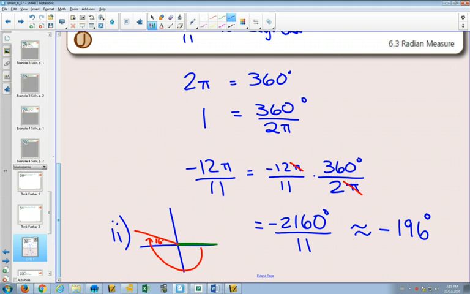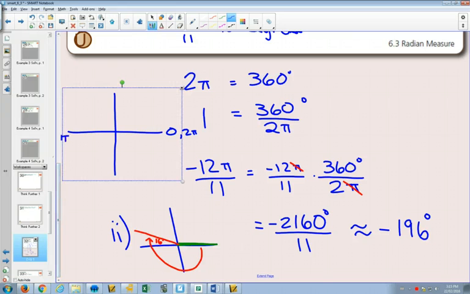Now, one thing that's going to be helpful for thinking about doing this in radians, and eventually I would like you to be able to sketch negative 12 pi over 11. Actually, right away, I'd like you to be able to sketch negative 12 pi over 11 without having to convert it to degrees first. And it's not that bad. What you're going to think about is, well, if this is 0, all the way around once is 2 pi. Halfway around will be pi. Does that make sense?